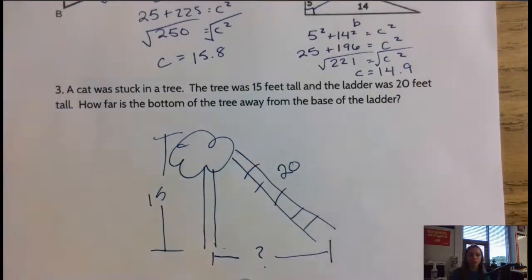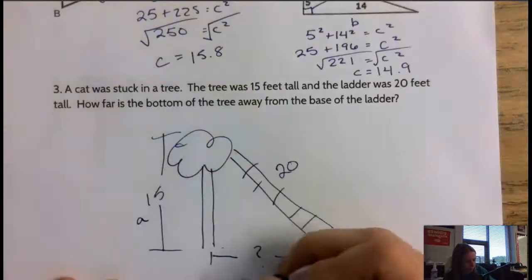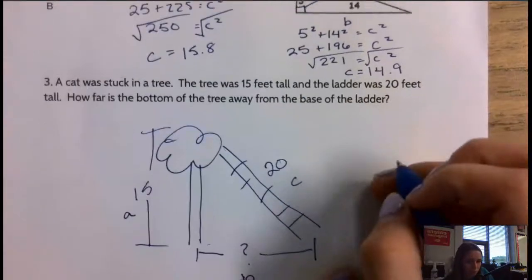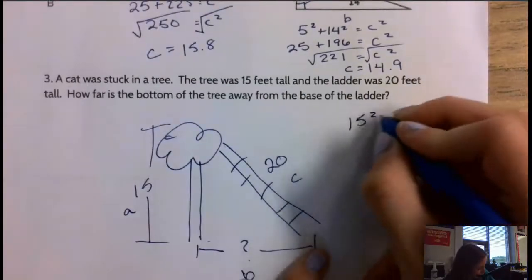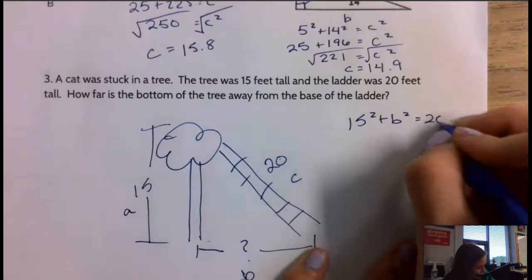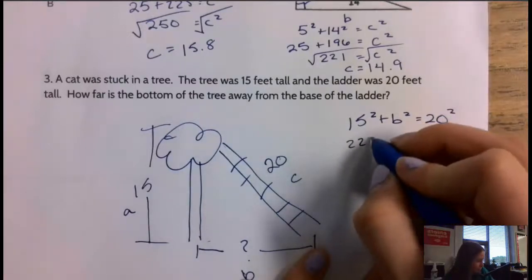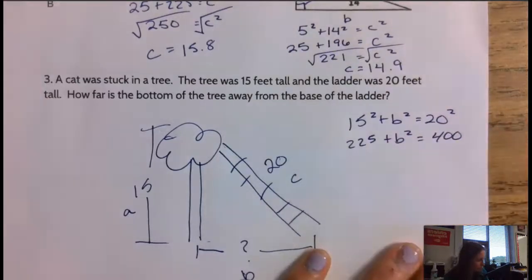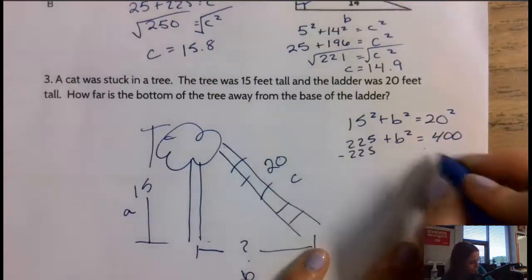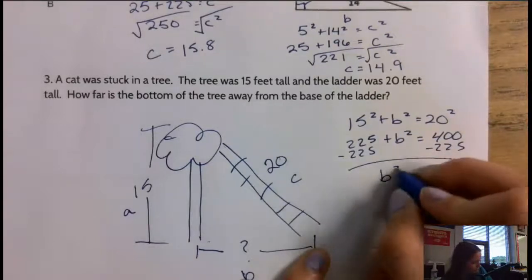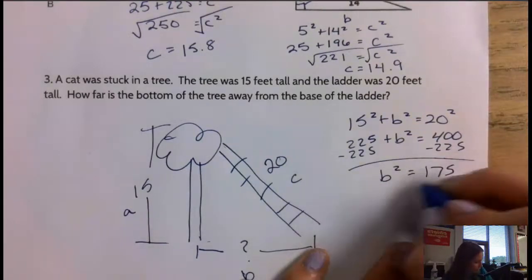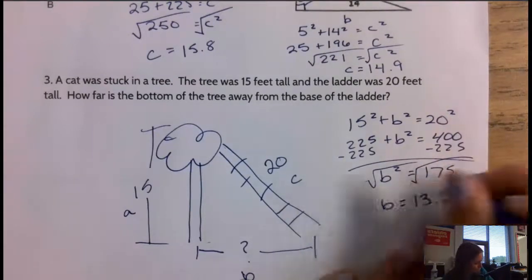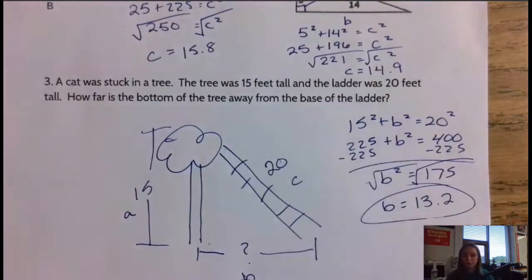Okay, so first off, we need to label. This would be A and B, and here is C. So now we can go ahead and simplify. So we have 15 squared plus B squared equals 20 squared. 225 plus B squared equals 400. Subtract 225, and we get B squared equals 175. Square root both sides, and B equals 13.2. And there we go.